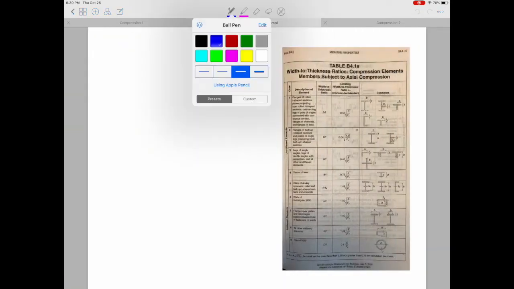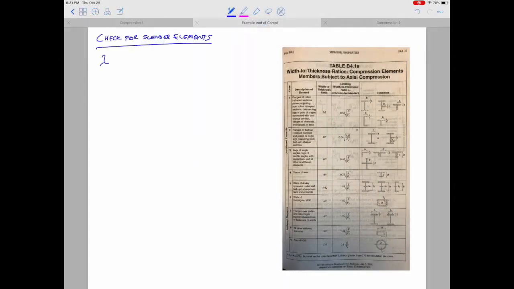Okay, what's the next step? Well, next step is check for slender elements. So I need to know my slenderness ratios, so I have B over T, and I also have H over T. And I didn't write it before, but I can get these from the dimensions section. And I have B over T is 31.5 and H over T is 66. Right, dimensions table.